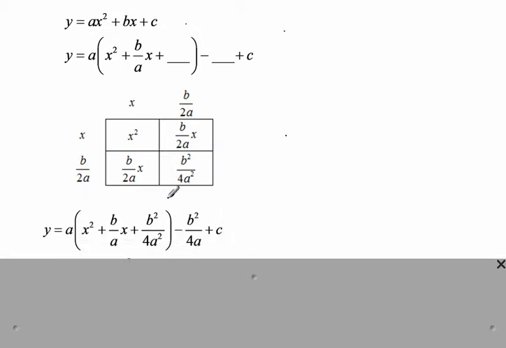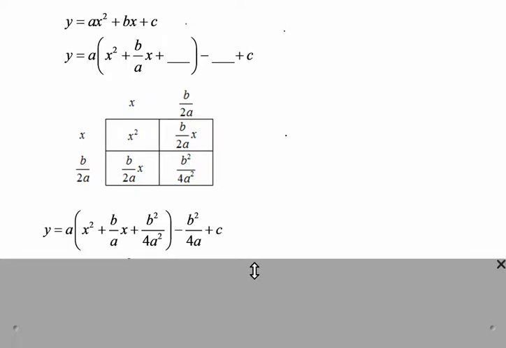So in that first blank, I put the b squared over 4a squared. It shows up right there. Now multiply back through, I've got ax squared, I've got bx, and one of the a's will cancel right here. This will be a b squared over 4a. So I subtract the b squared over 4a.